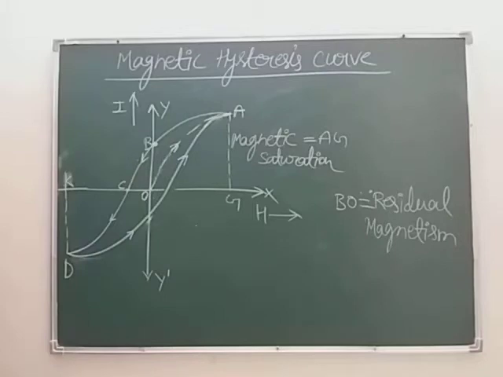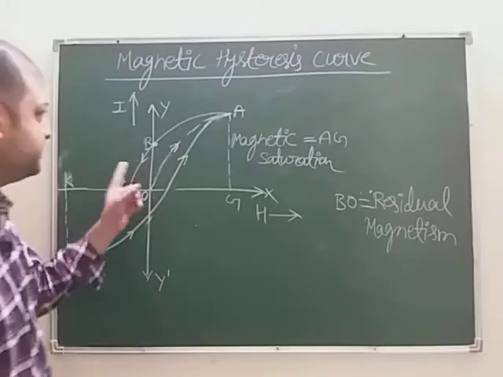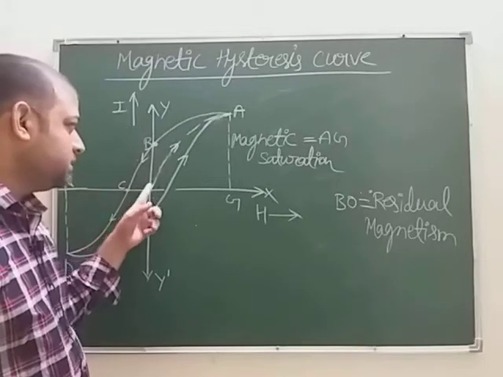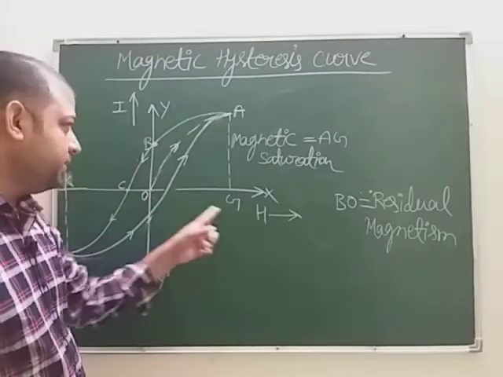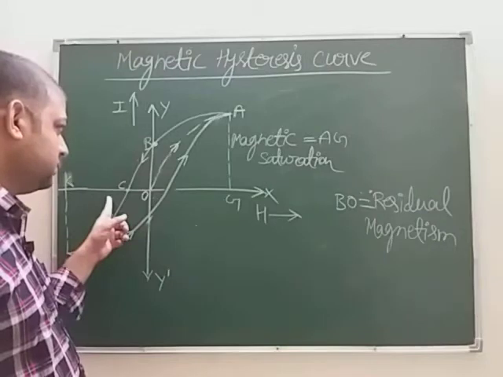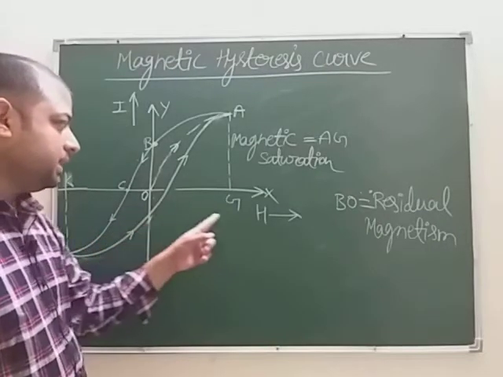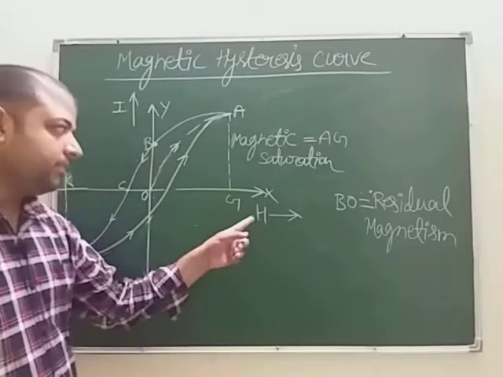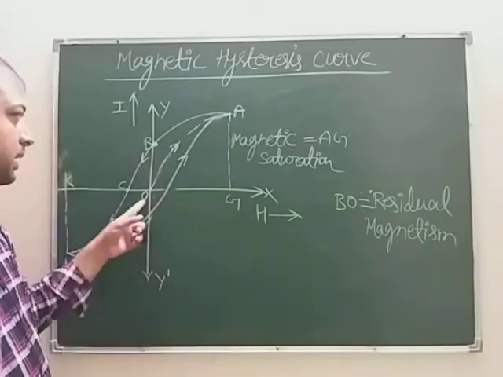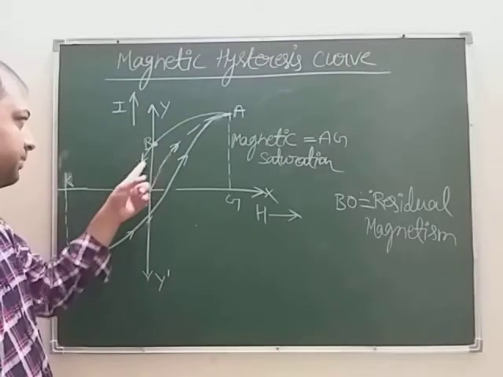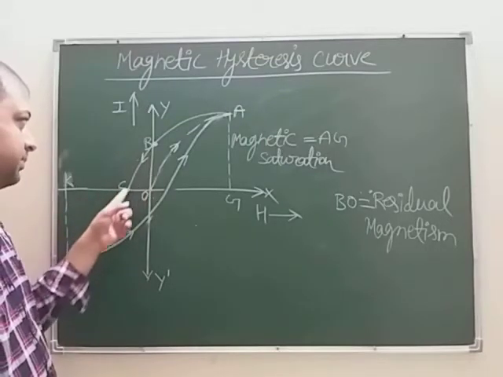Okay, what will happen after this point? Now if we increase the value of the magnetizing field in the opposite direction, from point O to C, you can see in this diagram that if I increase the value of magnetizing field H in the reverse direction, then at point C the intensity becomes 0.